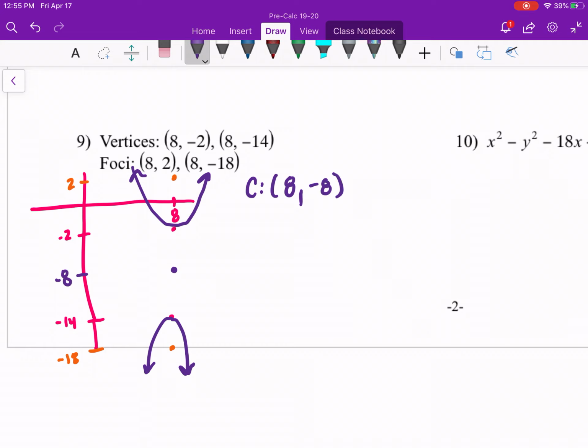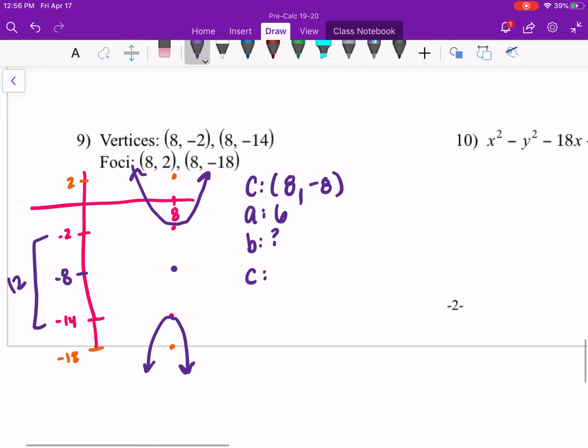So again, the distance from the two vertices was 12. So the center is going to be halfway through, which is 6. So add 6 to -2 or subtract 6 from 14. And that's how you get that center coordinate. And then the distance, we need to know A. The distance from the center, we just talked about that, was 6. And then we don't know B, question mark. And then C, the distance from -8 to 2, that's the foci, that's a spread of 10. Or -8 to 18, either way it's a spread of 10.